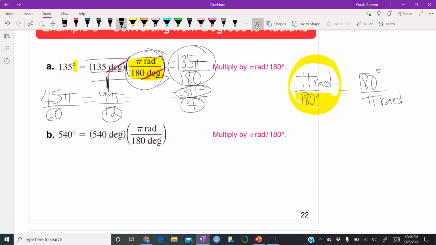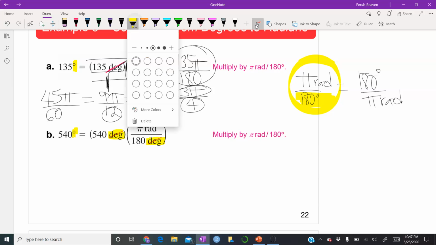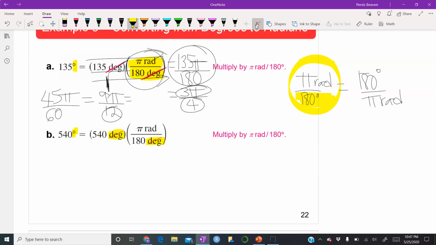Now the next example, 540 degrees, we use the same unit conversion factor. We want to have degrees on the bottom so that we could have degrees over degrees, which will equal 1. And that's why we say they cancel. They don't disappear. They just equal 1. So that's how you know that if you're going from degrees to radians, you want to have the unit conversion factor that has degrees at the bottom.